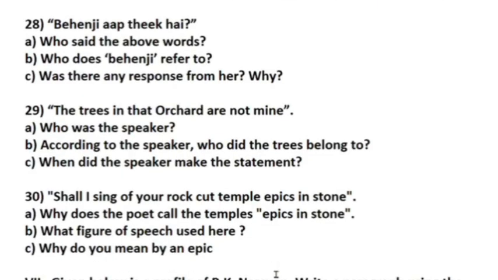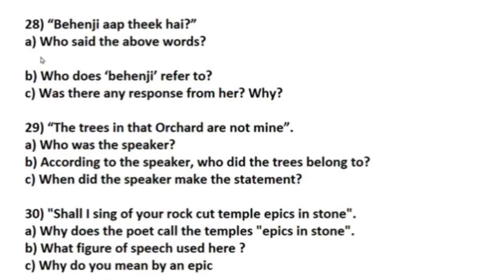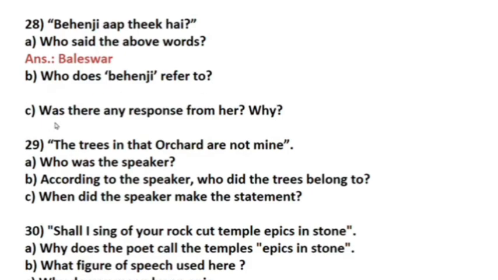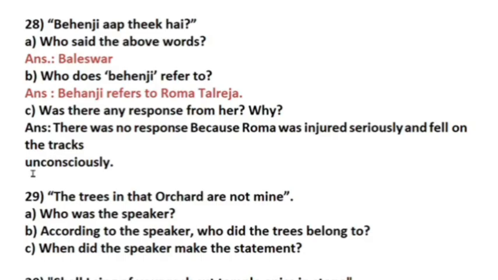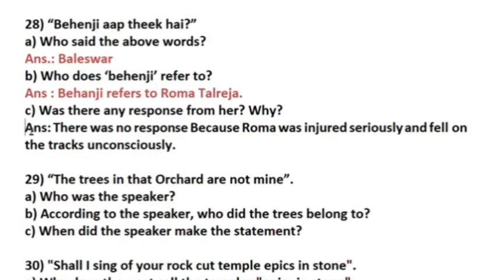Question number 28. Behenji ab theek hai? Who said the above words? Answer. Baleshwar. Who does Behenji refer to? Answer. Behenji refers to Roma Talreja. Was there any response from her? Why? Answer. There was no response because Roma was injured seriously and fell on the tracks unconscious.